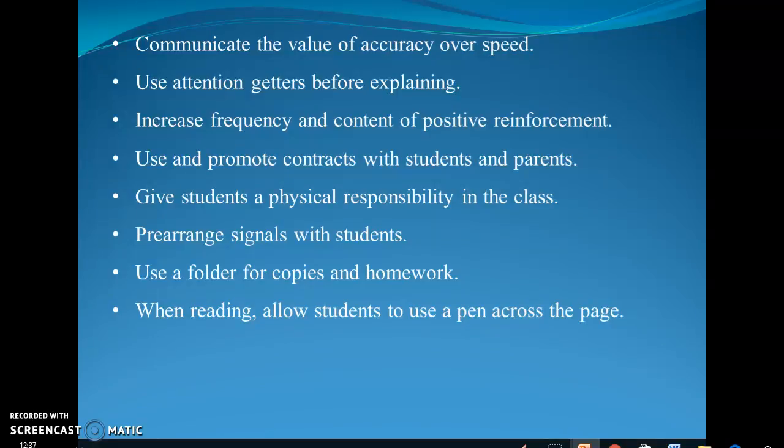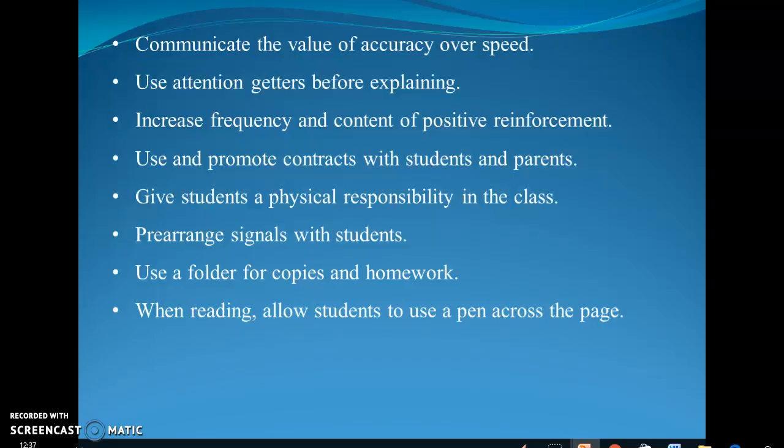Use and promote contracts with students and parents. If he does a good job, tell him every week, if you listen to me and you're a good student, I'm going to give you a good letter to your parents. Give students a physical responsibility in class. He has to erase the board every time you need. If you're giving out a work page for the students, he goes up and gives all the children the work page.